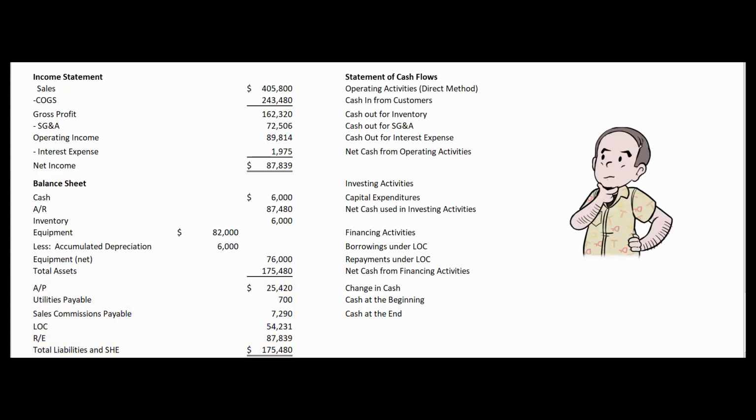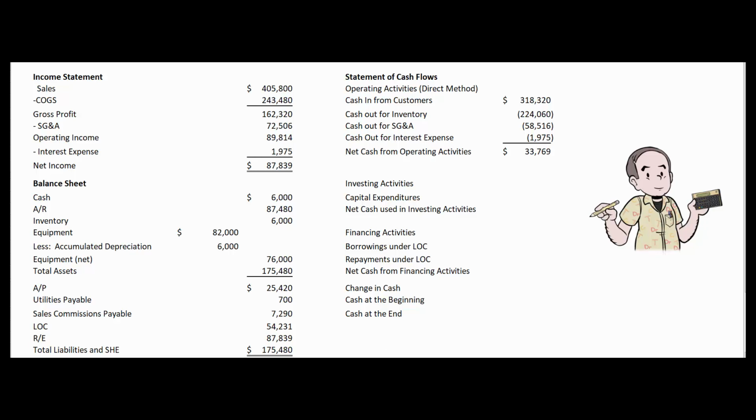If you never took an accounting class, you'd say, well, we had 0 cash in the bank when we started this business. Our first year's net income was $87,839, so we must have $87,839 in the bank. Well, actually, we only have $6,000 in the bank. The statement of cash flows explains why there is that difference, and it breaks it down into operating, investing, and financing activities. And the first time through, let's do the operating activities on the direct method, which only about 5% of the companies in the world use.